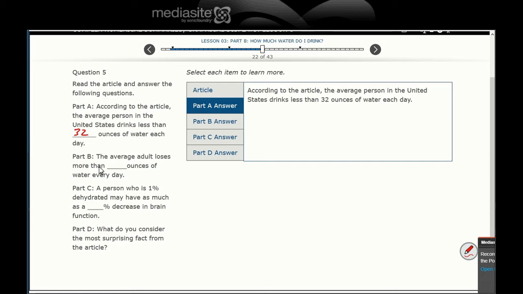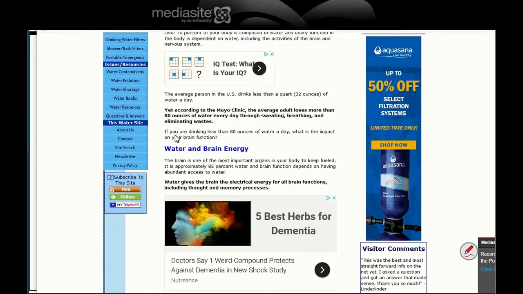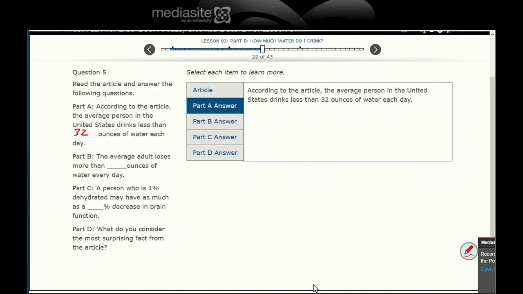Part B, the average adult loses more than how many ounces of water every day? Oh, very next sentence. If you drink less than 80 ounces, wait a minute. According to the Mayo Clinic, you lose about 80 ounces through sweating, breathing, and eliminating waste. Translation, go in the bathroom. So 80.